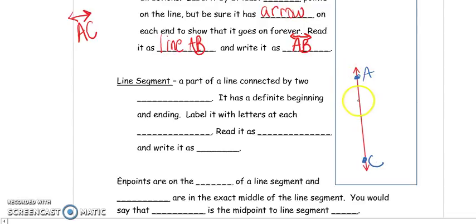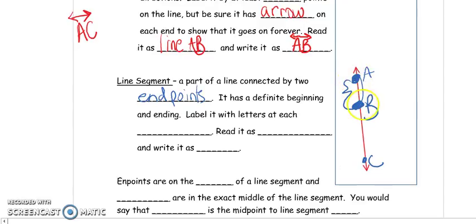I could have a line segment that is just part of the line, because part of the line connected by 2 endpoints is a line segment. So I have this end and this end. This would be my line segment that I'm talking about. This line segment has a definite beginning and a definite ending, because I know it only goes from here to here. It does not keep going.